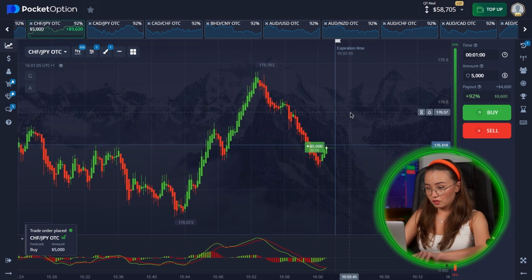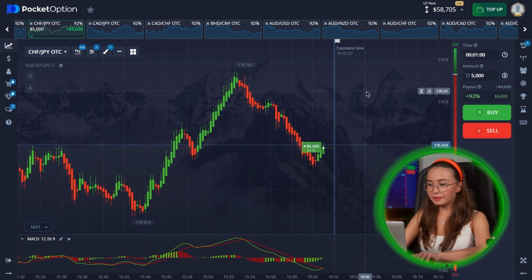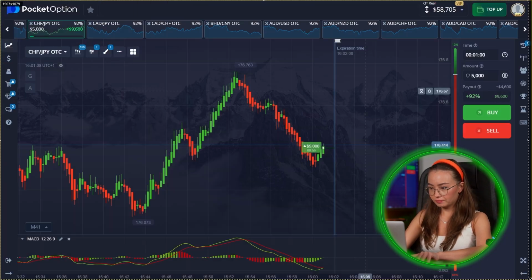Oh, this pair. I'm confidently opening a long trade. Look here, 3 green candles. And MACD shows a continuation of a local uptrend.